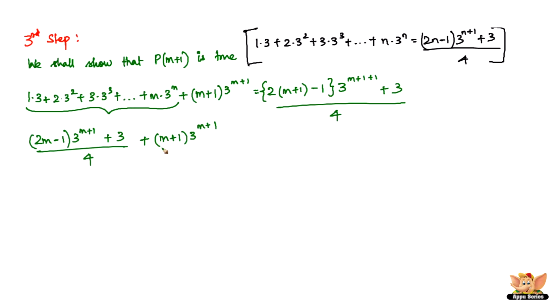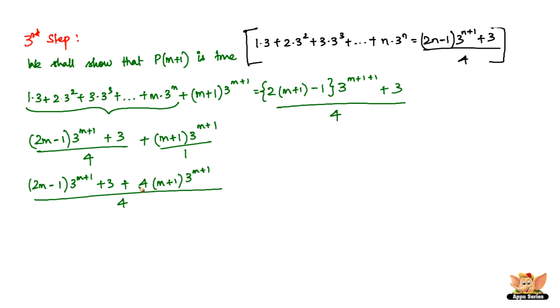So the first step is I'm going to treat this as a fraction. I'm going to write it divided by 1 so that it becomes a fraction. Take LCM. So what we're going to get is 2M minus 1 times 3 to the power M plus 1 plus 3. The LCM of 4 and 1 is 4. So it's going to be plus 4 times M plus 1 times 3 to the power M plus 1, the whole divided by 4, because we've taken the LCM and it's found out to be 4.